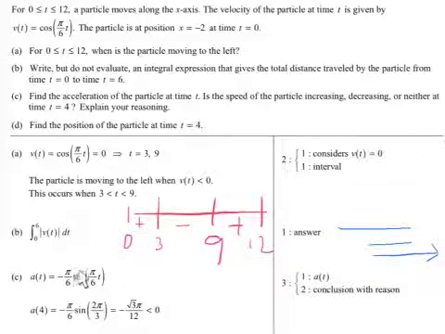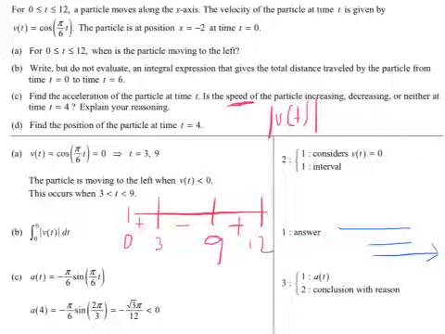Yeah, that's an easy question. Is the speed, that's very important. Speed is the absolute value of velocity. That's very important. Very, very important. And I want to know if it's increasing, decreasing, or neither at 4.